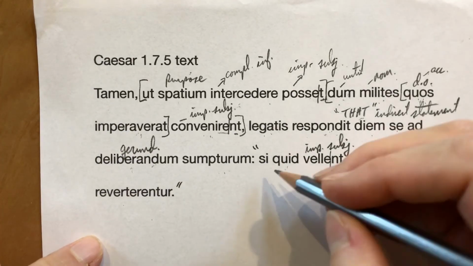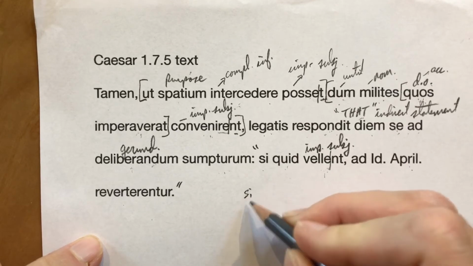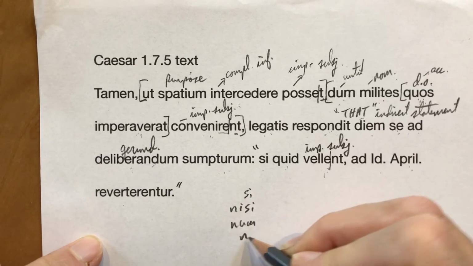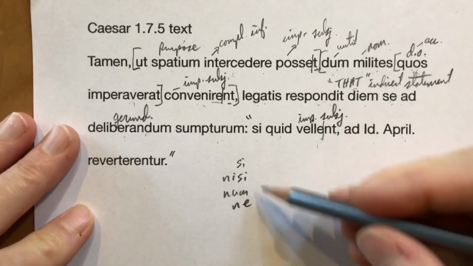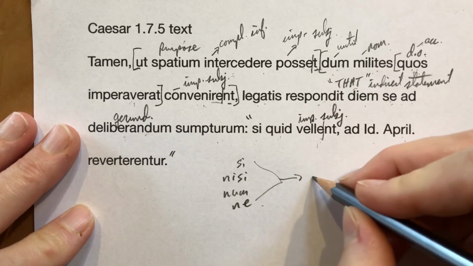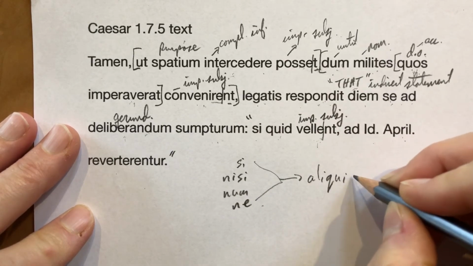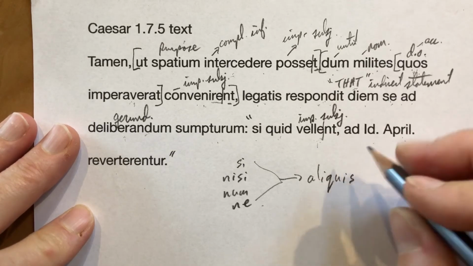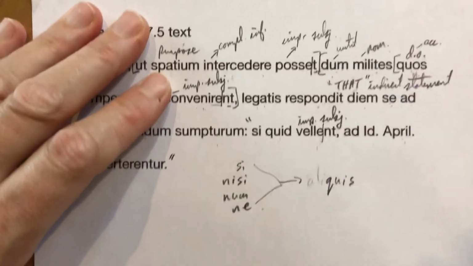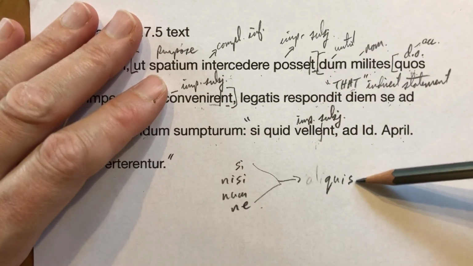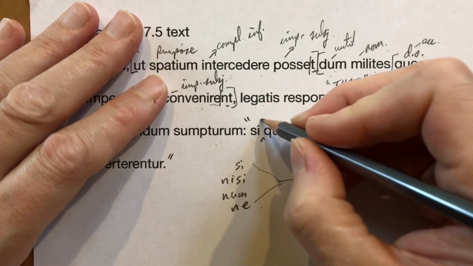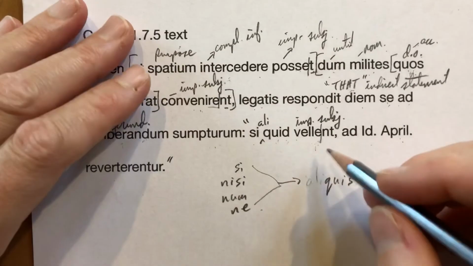And this quid, after si, nisi, num, and ne, after those four conjunctions, aliquis drops the ali, zoink. Aliquis goes to quis. So this quid is like aliquid, which means something, if they wanted something.